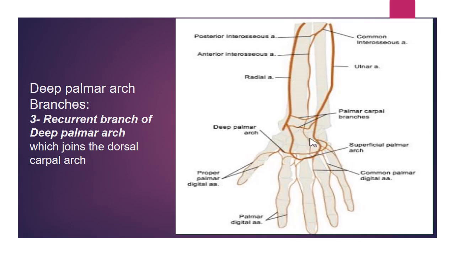This recurrent branch, as you can see, arises from the concavity of this deep palmar arch. It passes proximally and ends by joining the palmar carpal arch, which we have already discussed in the previous lecture. That's all about the branches and formation of the deep palmar arch in the hand.